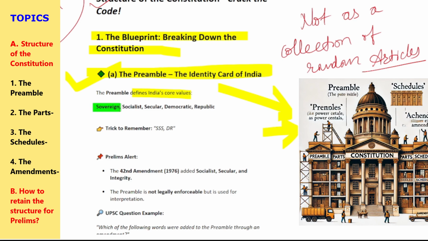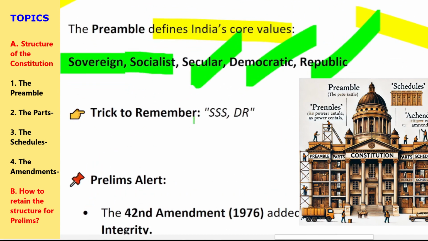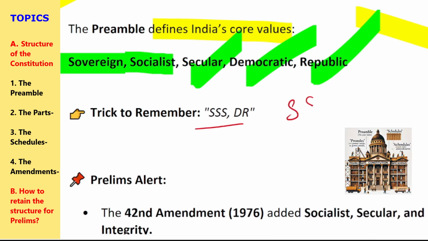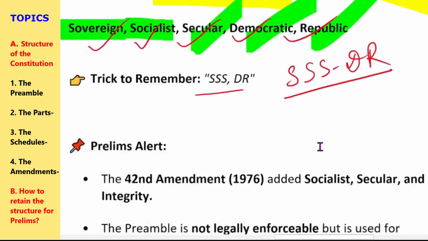And what are these values? These values are sovereign, socialist, secular, democratic, republic. So you can memorize them by putting the first letter using S, S, S, DR. That means sovereign, socialist, secular, democratic, republic.